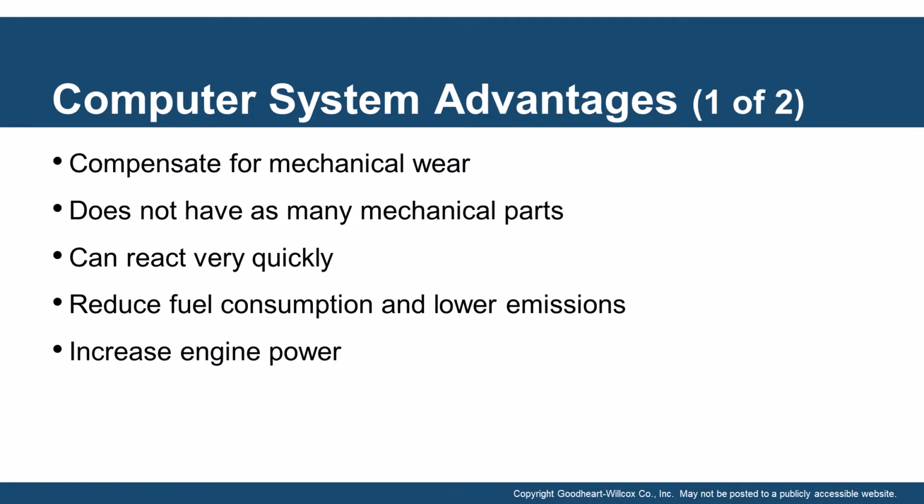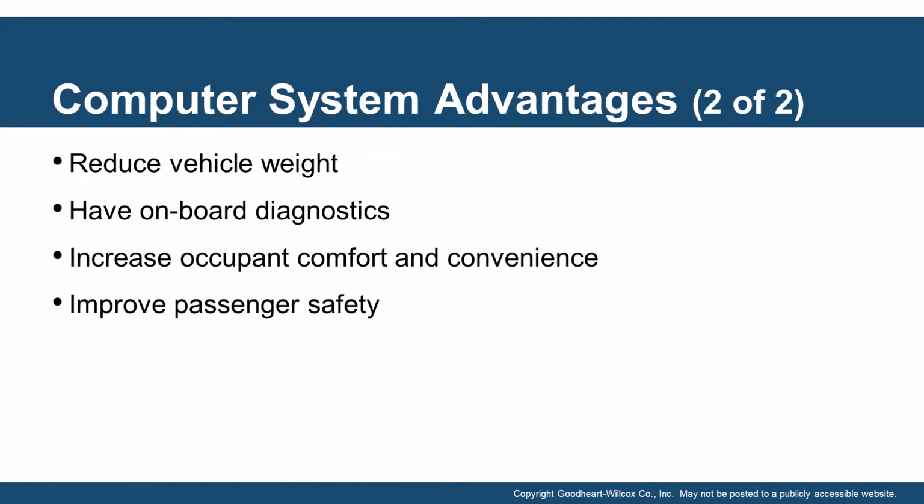Numerous advantages occur when we're dealing with computer systems. So one of the first things that computer systems allowed for was to compensate for mechanical wear. Where years ago, what we'd have to do is go in for actual manual adjustments. The computers can compensate for that. And it doesn't have any mechanical parts, so there aren't parts that can go typically bad because they're not moving and they can't fatigue. They can react really quickly, and they help reduce our fuel consumption and emissions, which in turn helps us increase horsepower. It also reduces weight on the vehicles.